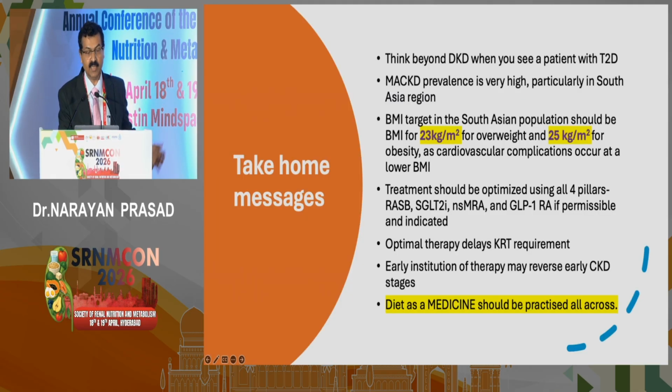So, ladies and gentlemen, think beyond DKD when you have a patient with type 2 diabetes. MS-CKD prevalence is very high, particularly in the South Asia region. Target should be Asia specific, 23 for overweight, 25 for obesity, not 30. That is the Western data. And we should try to add on RAS blocker, SGLT2 inhibitor, nsMRA and GLP-1 receptor agonist if permissible and indicated. Optimal therapy delays dialysis requirement. Diet as medicine should be practiced all across.